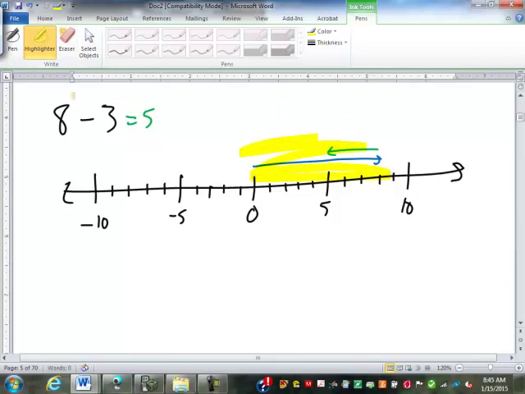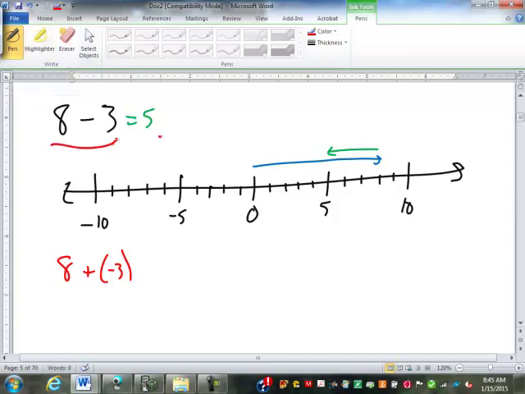But if we look at this picture over here, we see it looks an awful lot like the same picture we would draw for 8 plus a negative 3. In fact, it is exactly the same picture we would draw. The reason it's the same picture is because they are the same problem.